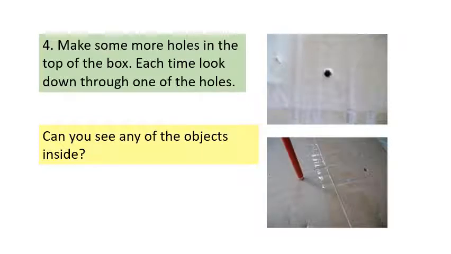Next, make some more holes in the top of the box. Each time look down through one of the holes. Can you see any of the objects inside? Why is that?